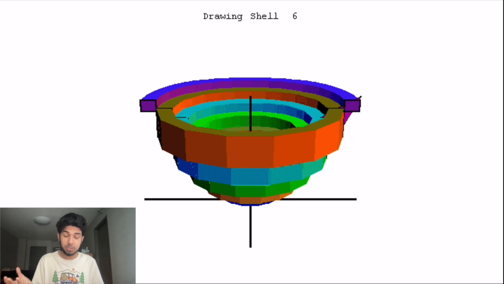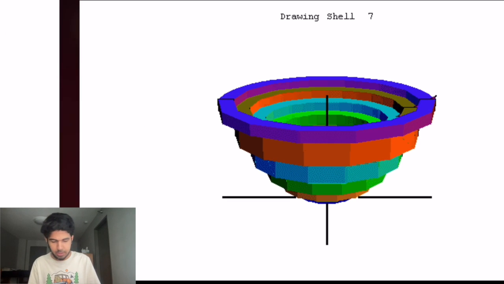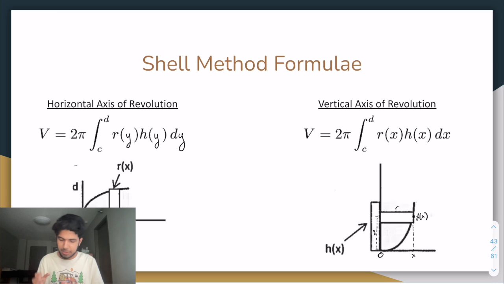And we have to find the volumes of each of these shells. Okay, let's do it. These are the formulas we'll be using. When we have a horizontal axis of revolution, the volume will be 2 pi times the integral from a to b of r(y) times h(y). I should actually change the limits to be c to d, because that's what's shown in the picture. The picture might be a little confusing right now, and I'm not a big fan of it, so I'll explain it in a moment.